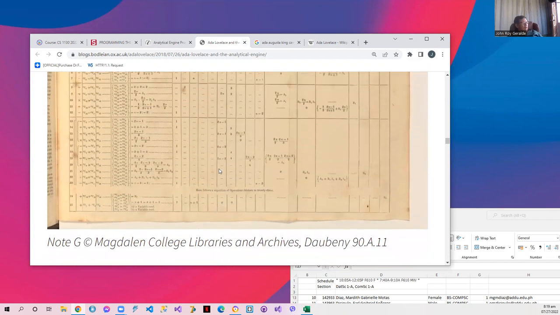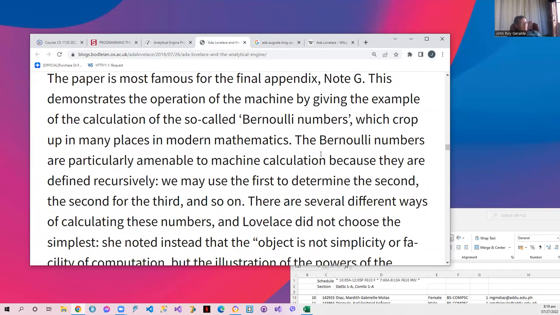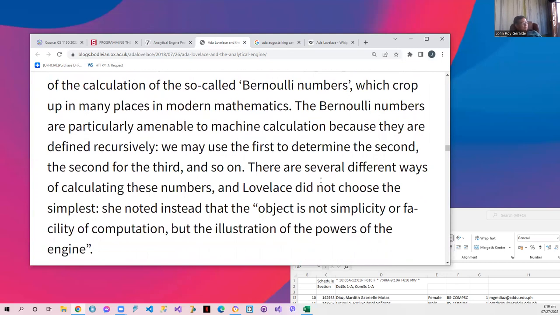So Ada Augusta Lovelace published a paper regarding the usefulness, or how to use, the analytical engine. She demonstrated it by giving an example of the calculation of Bernoulli numbers, which crop up in many places of modern math. Until now, Bernoulli numbers are still useful. Bernoulli computation is done recursively, and so it was able to do looping.